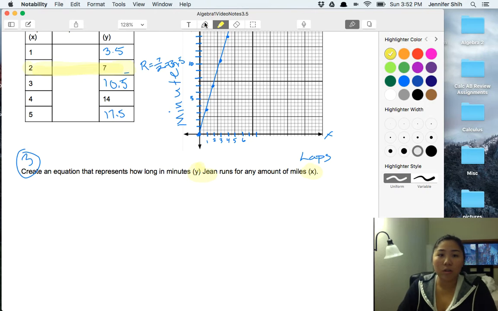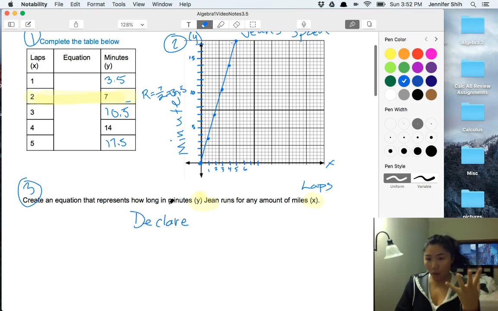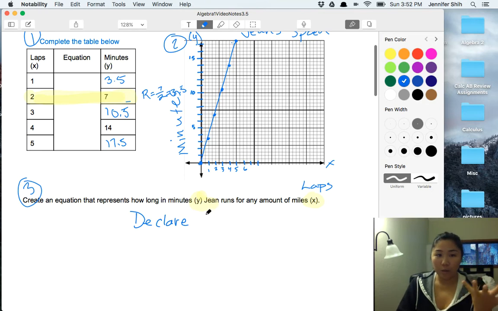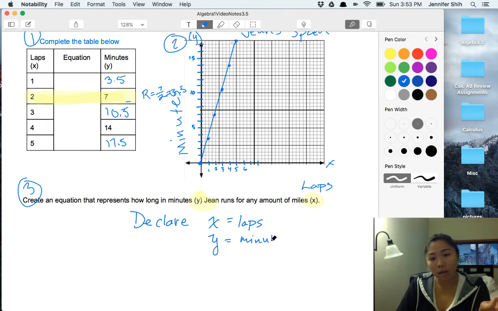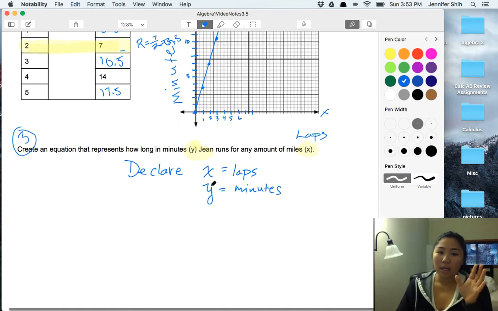So first thing I'm going to do is declare my variables. I said the word declare, which means you are going to name or call out what your variable stands for. So X's are going to be equal to laps, and then Y's are going to be equal to minutes. Okay. So we need to represent an equation that relates X and Y.